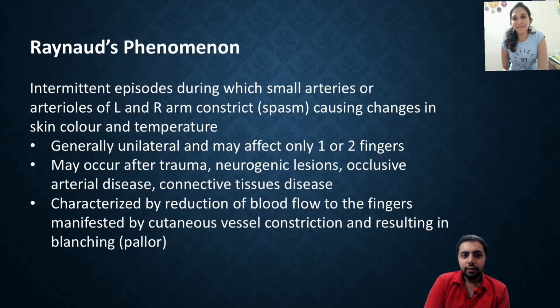So yeah, what's Raynaud phenomenon? Have you seen this? Raynaud's. No, I have not seen it, but generally I've heard of it. Basically, vasospasm will be there. There will be intermittent episodes in the small arteries of the fingers. Vasospasm will again lead to change in the skin color and temperature. Generally, it is unilateral and affects one or two fingers only, and it may occur after any trauma, neurogenic lesion, occlusive arterial disease, or connective tissue disorders. And again, as I said, decreased blood flow to the fingers, because of vasoconstriction, leads to pallor, that is blanching.